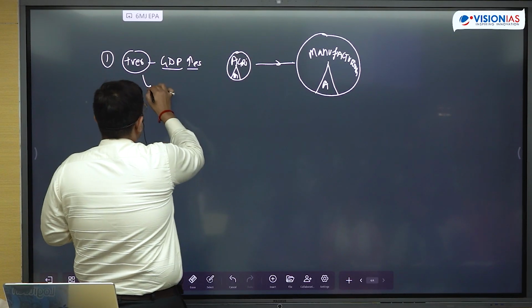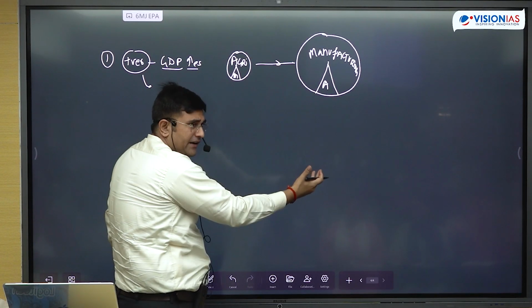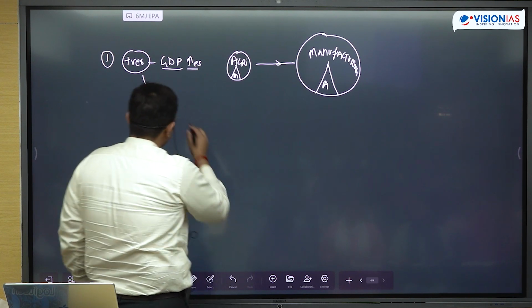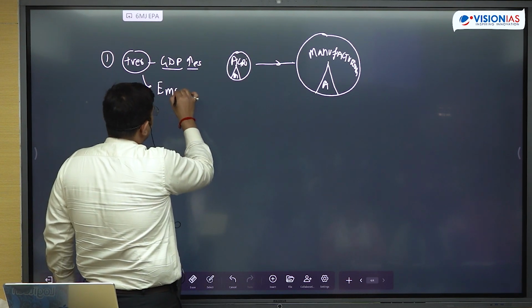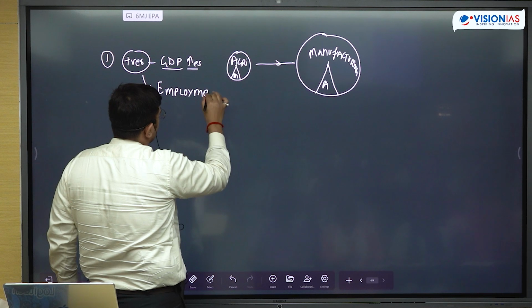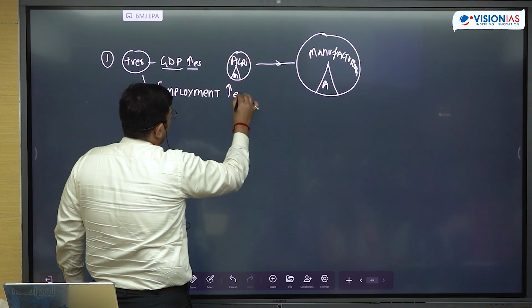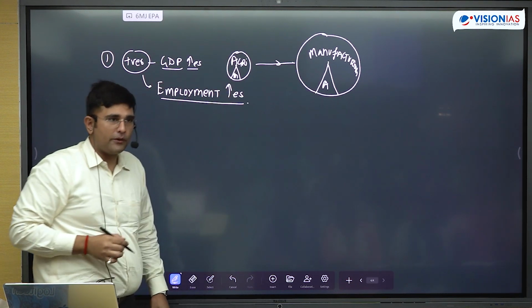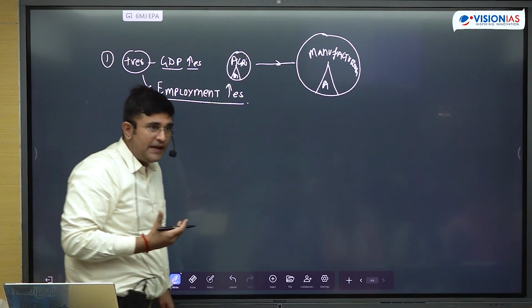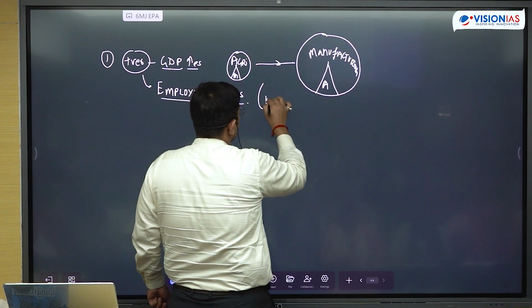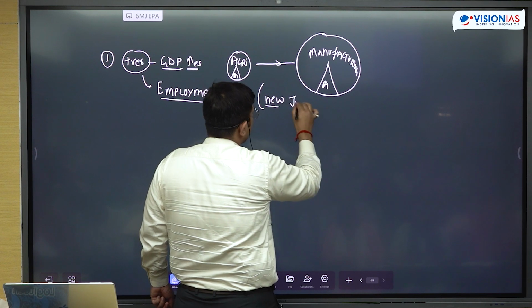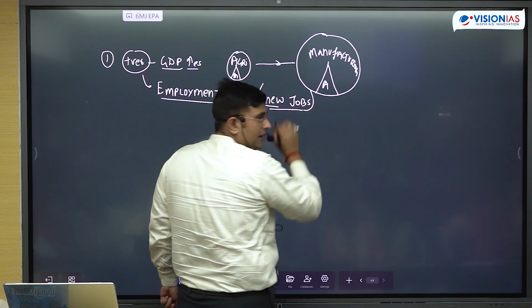Second component is that as the economy is expanding, a very natural product of this is that employment opportunities will increase. So there was an increase in employment. A lot of jobs were created. And these jobs were new jobs. Right?